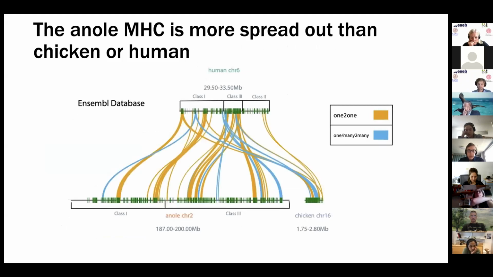Going back to this synteny plot, one other feature we noticed is that the anole MHC is much more spread out than chicken or human. In this figure, the line is just longer, and that's even potentially without having class 2 there. Recall that the assembly ends here at the end of class 3, but even looking at the pattern in human with class 1, class 3, class 2, it seems like perhaps class 2 fits in there on those unplaced scaffolds. But the anole MHC is longer, and we were wondering why.